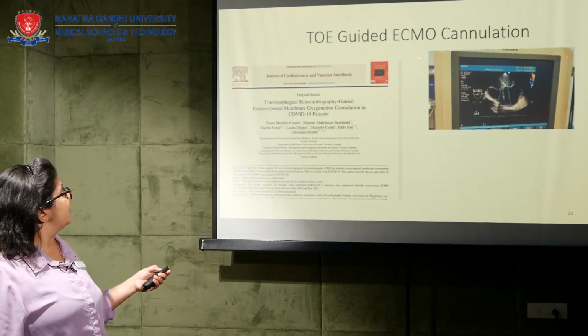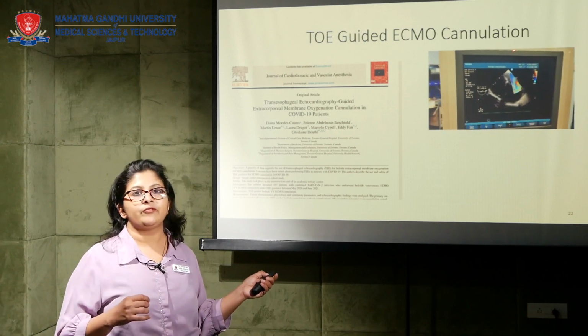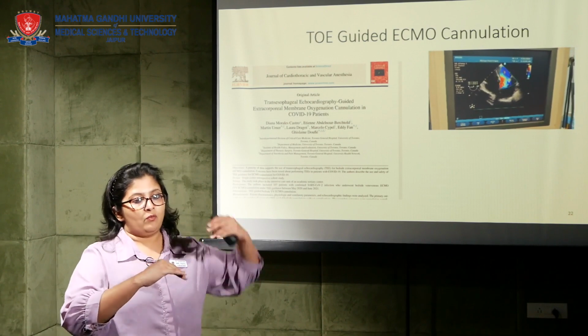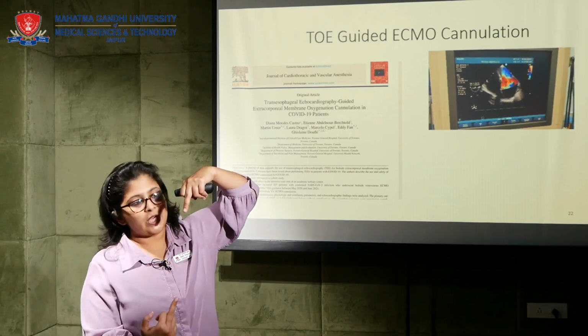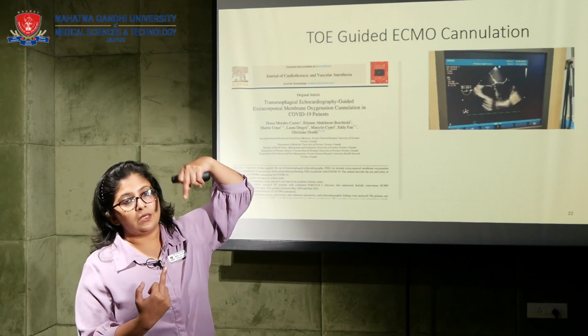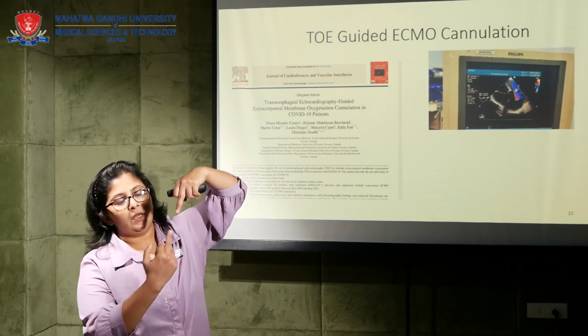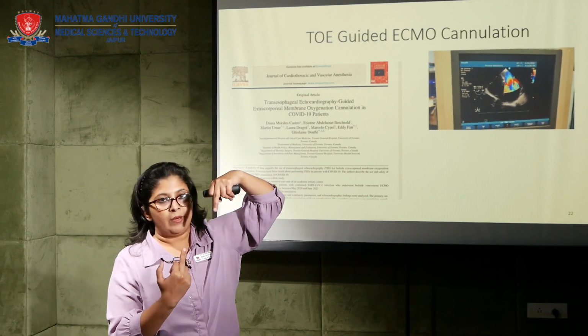We do all our cannulations guided under the transesophageal echocardiography, because we need to be very sure what the distance is between the tips of the two cannulas. So the drainage cannula and the return cannula, we need to be very sure that they are neither too close nor too far. The approximate distance we want is around 10 centimeters, right?